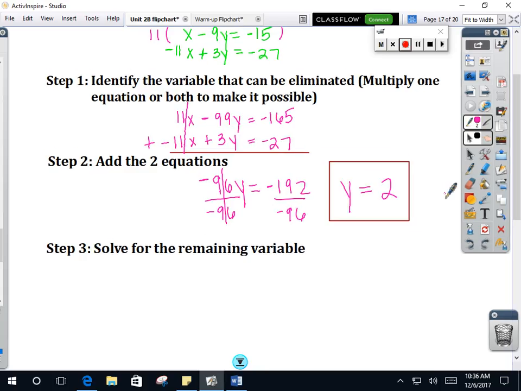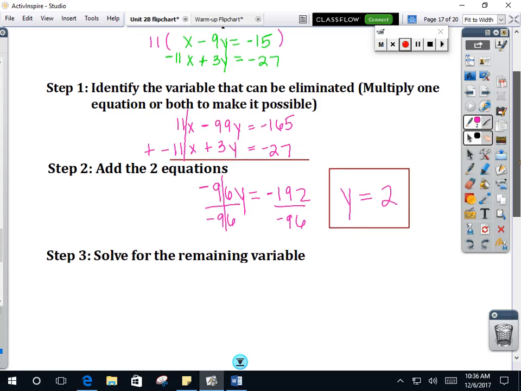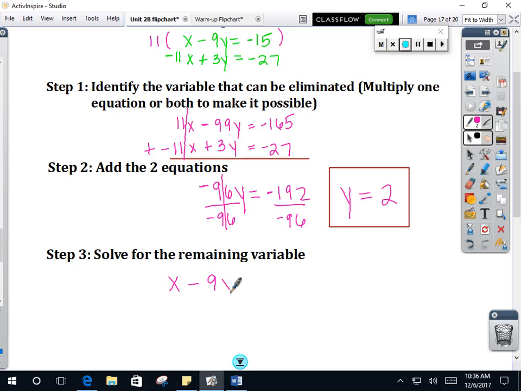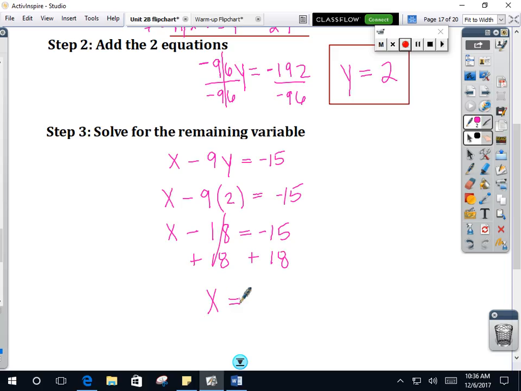We now find the x value the same way we did yesterday. We take one of the original equations. Which one do you want to work with? The top? Okay, so the top is x minus 9y equals negative 15. But there's no need for us to keep writing a y when we know what y equals. It equals 2. Now we just simplify and solve. That becomes an x minus 18 equals negative 15. And now to solve for x, what do? Add 18 on both sides. And so x equals 3.